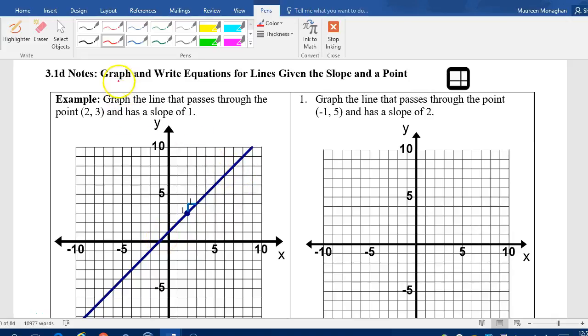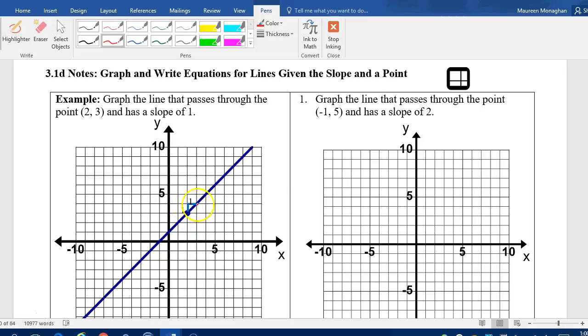The purpose of today's lesson is to graph and write equations for lines when we're given the slope and a point. Alright, so the first example is: graph the line that passes through the point 2, 3 and has a slope of 1. And then we're going to write an equation of that.